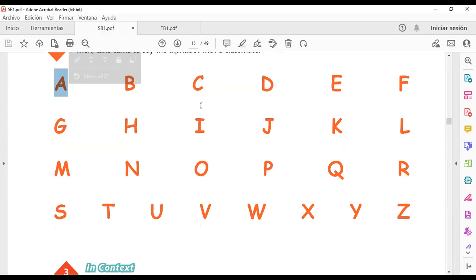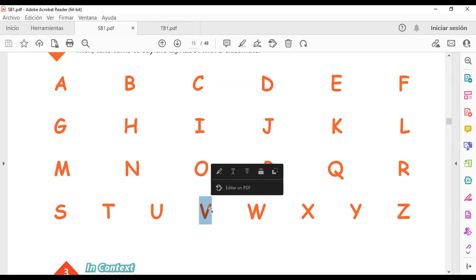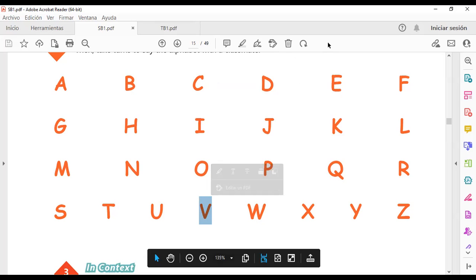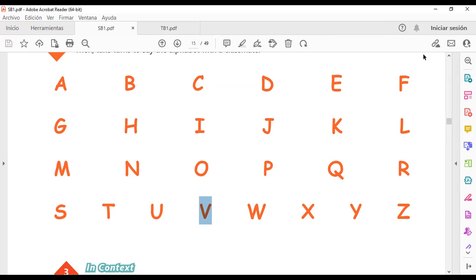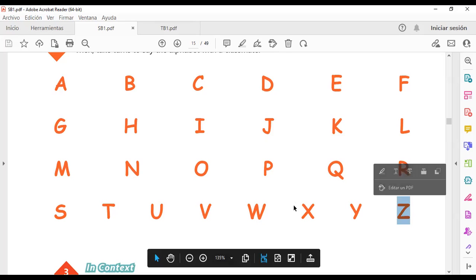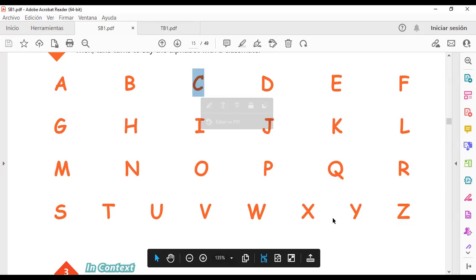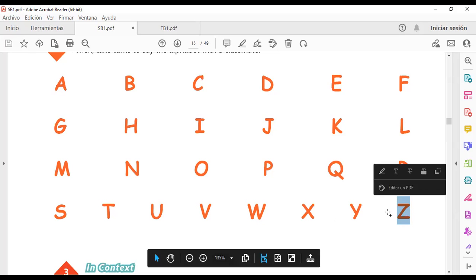Okay, what letter is this one? A. What letter is this one? E. What letter is this one? I. What letter is this one? B. B. And V. Let me see. There's another one. J. G. What about this? C. And this one? C. Z.